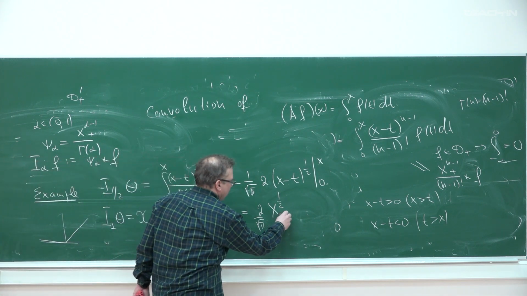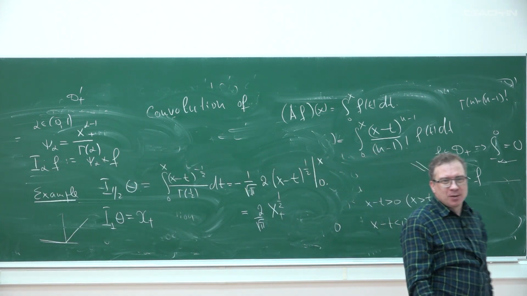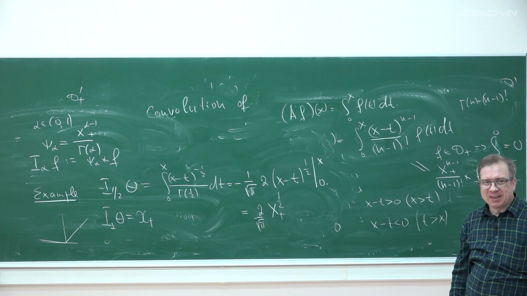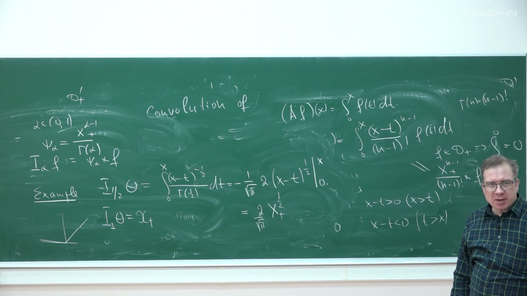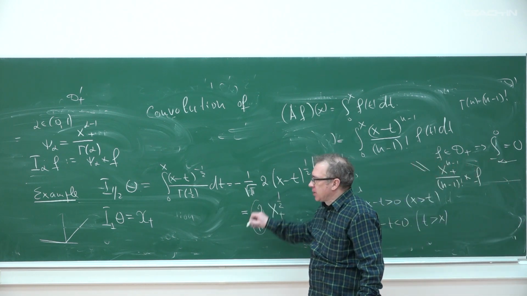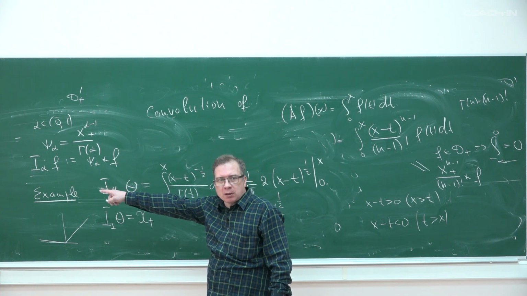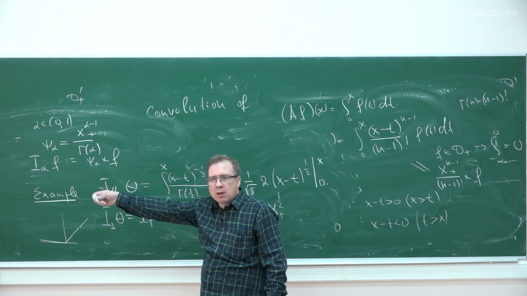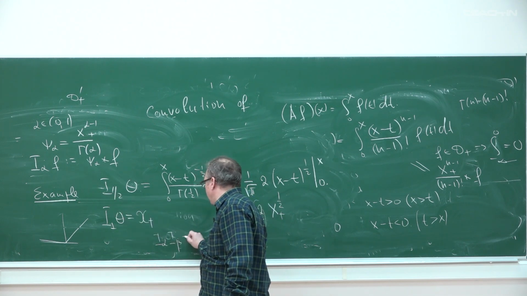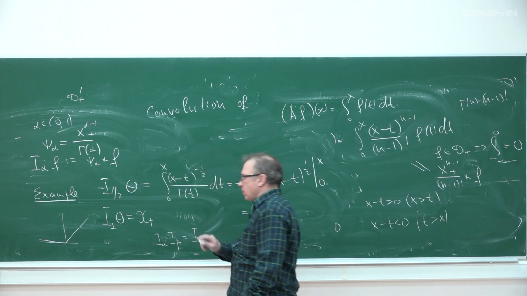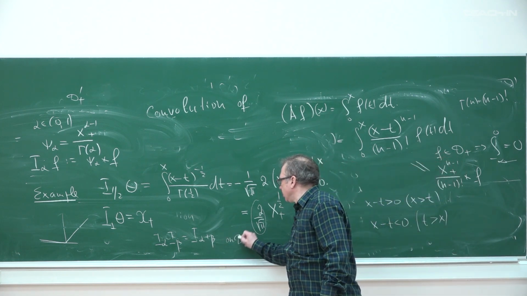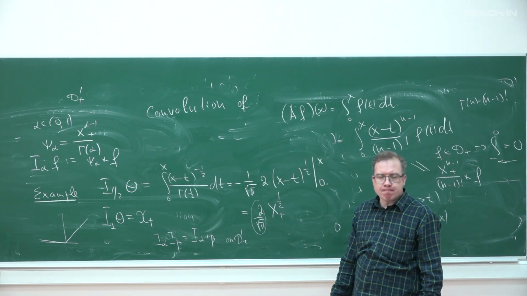So we need to write a plus here. The square root of x exists for positive x, so it must lie on the positive semi-axis. We have a strange factor, but it's easy to see that this operator has a group property on this space.